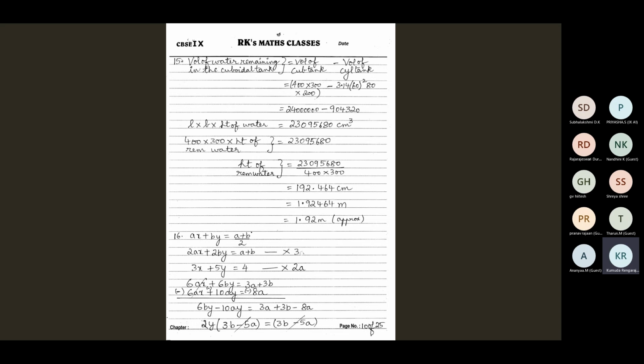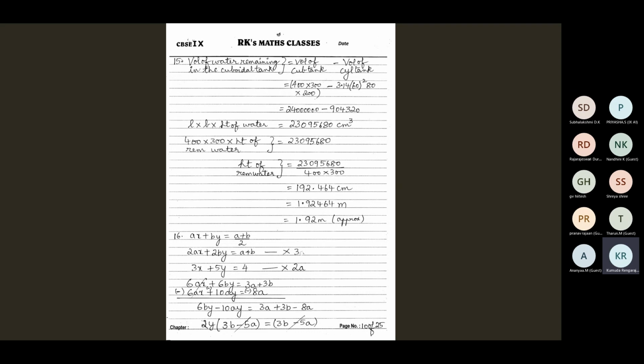ax plus by is equal to (a plus b) by 2 is given, and the other equation is 3x plus 5y is equal to 4. See here, these are the two equations given. So I'm equating the coefficients of x. I'm multiplying the two equations by a suitable number or a suitable expression so that I get rid of the x terms.